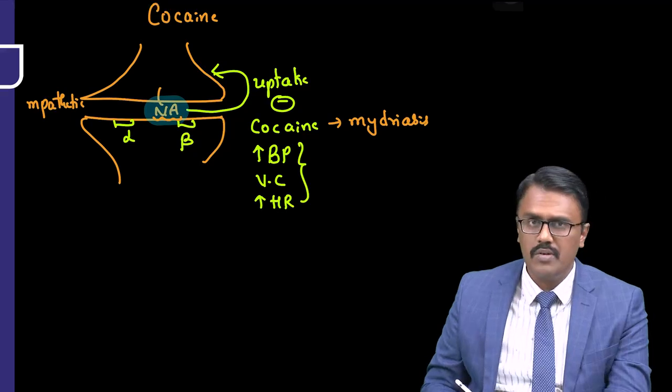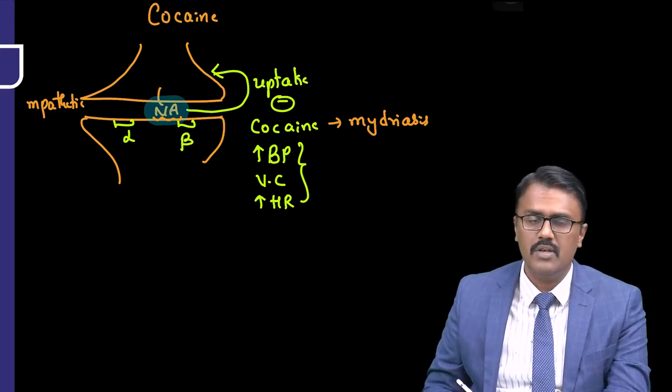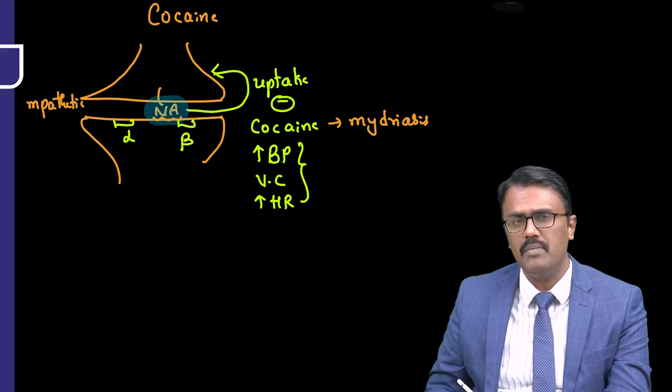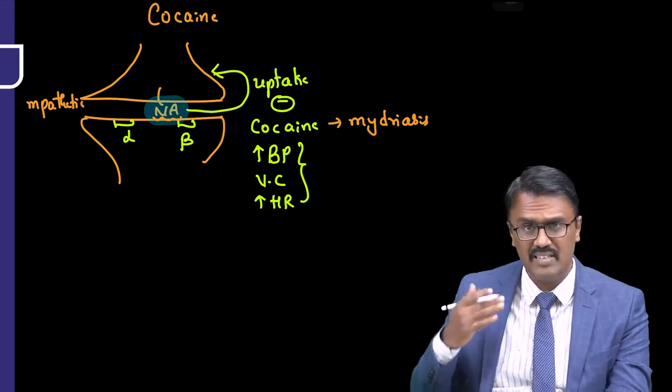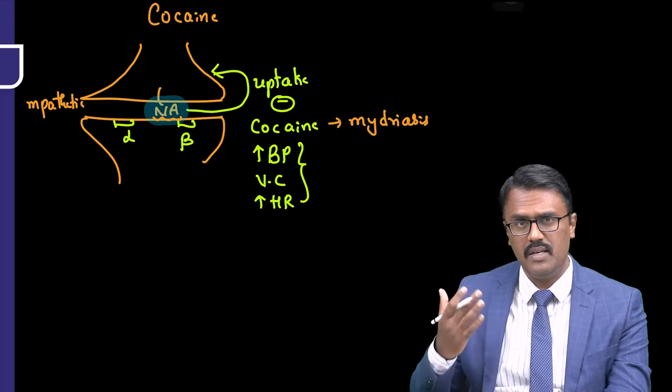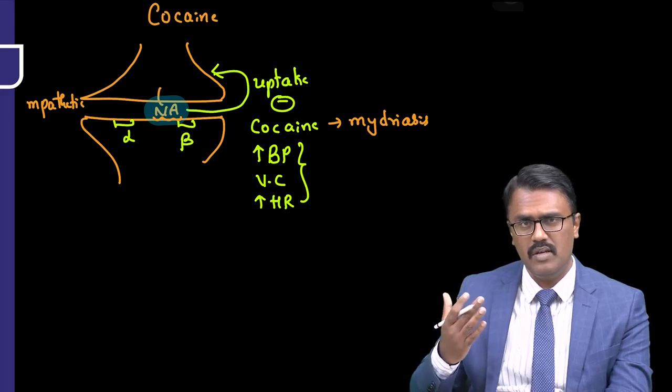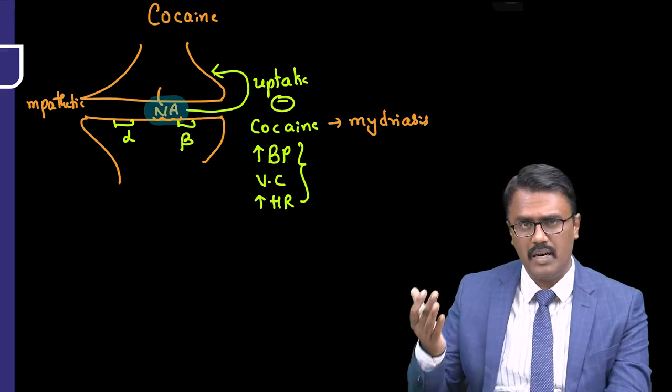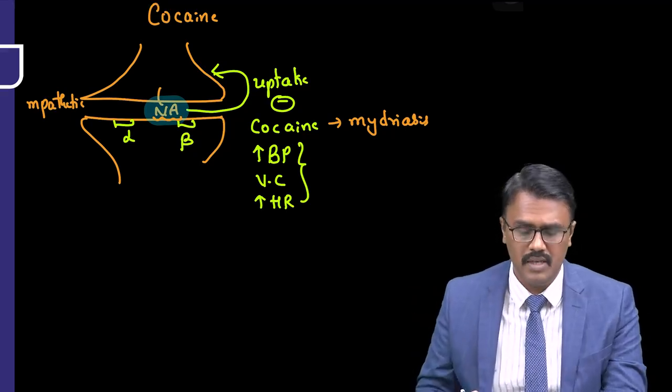So this is not used as a local anesthetic. It was used as a drug of abuse. Why do people abuse cocaine? Because it increases sympathetic activity. Sympathetic means performance is more, they don't feel hungry, they want to party. That's why cocaine was used.